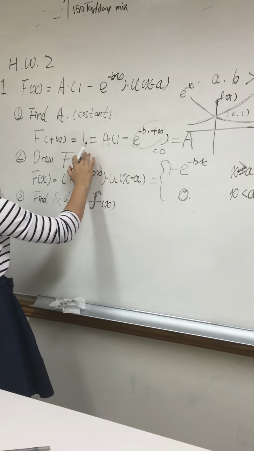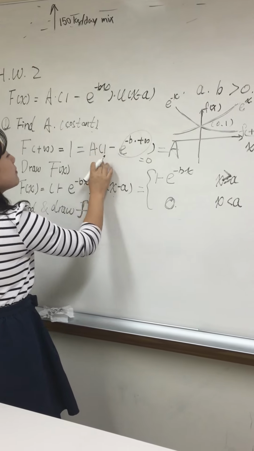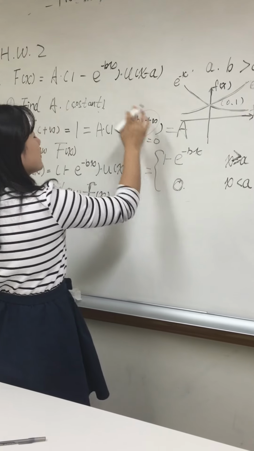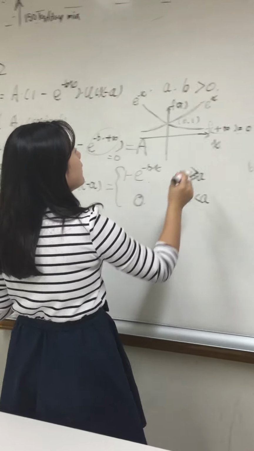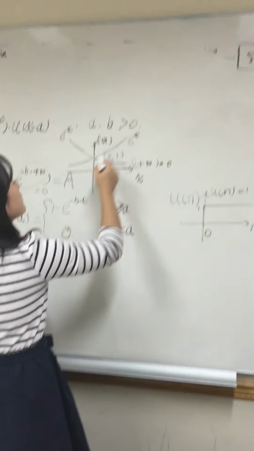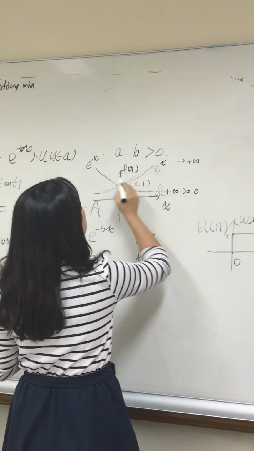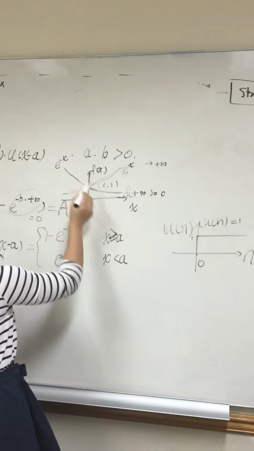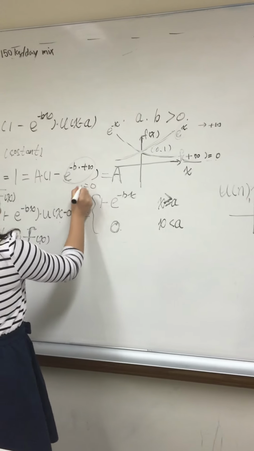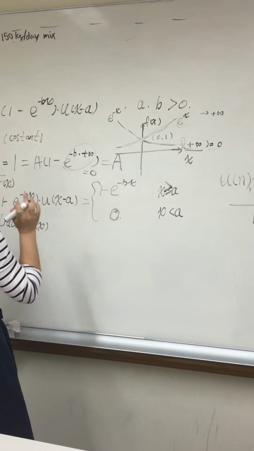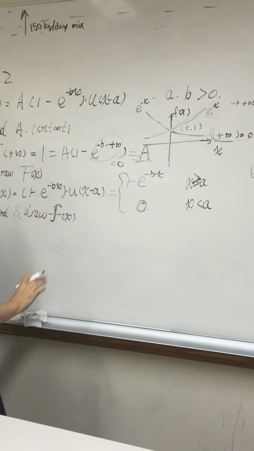F of infinity equals 1. So we put infinity into this function, and we get A times (1 minus e to the minus infinity). We all know that e to the x grows up when x goes to infinity. Then e to the minus x will go to 0 when x equals infinity. So it equals 0, and then this function equals A. Then we know A equals 1.